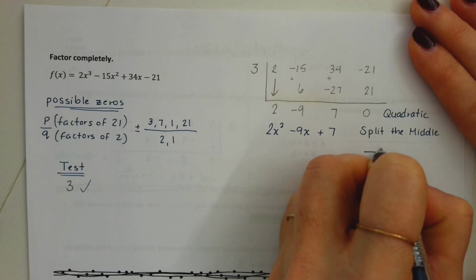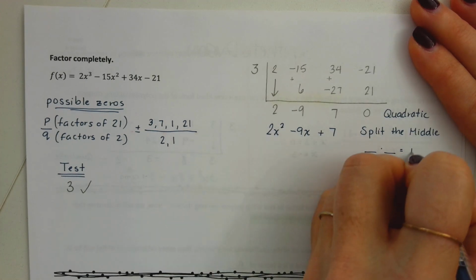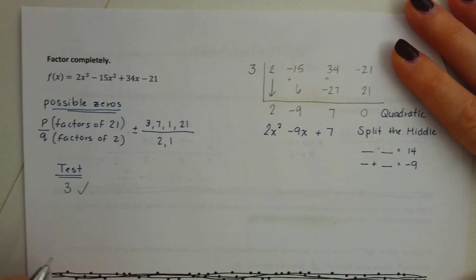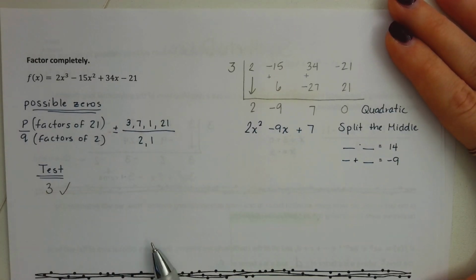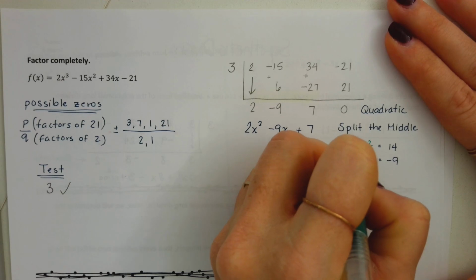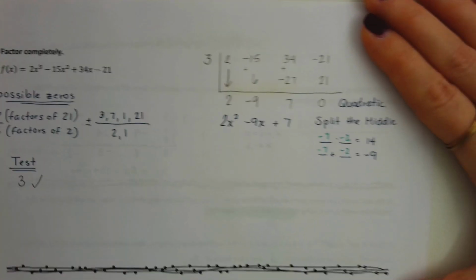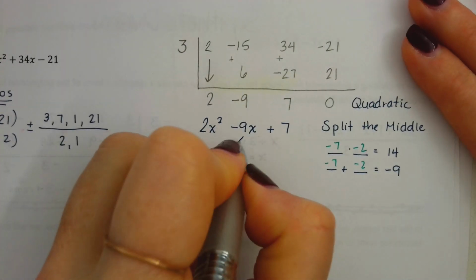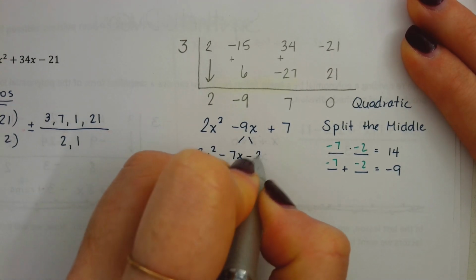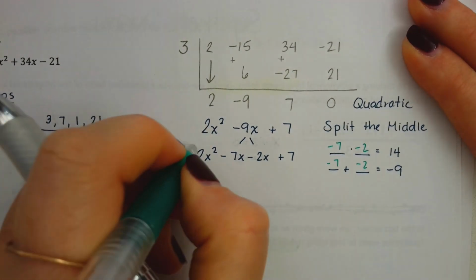Remember, for split the middle, you're not just looking for two numbers that multiply to c, you're looking for two numbers that multiply to a times c, which would be 14. But they need to add to b. Anyone know those numbers off the top of their head? Negative 7 times negative 2. Perfect. Now, do those go directly into your little parentheses for split the middle? No, those are just what you split your middle term with. The middle term gets split into negative 7x minus 2x plus 7. And then remember, after that, you're going to group and group.